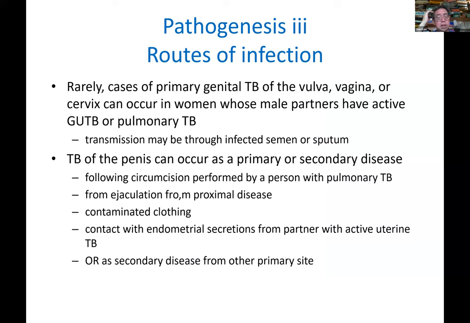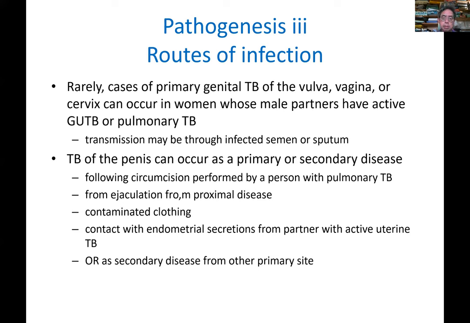And in fact, TB of the penis is an interesting one in itself. Sorry about the typographical error. You could have someone being infected from a procedure if they have pulmonary TB, or in fact ejaculation from proximal disease, and then contact with endometrial secretions from the female partner who has active uterine TB, or you may get it as a secondary disease from other primary sites, but it's likely this is all secondary from more proximal disease.